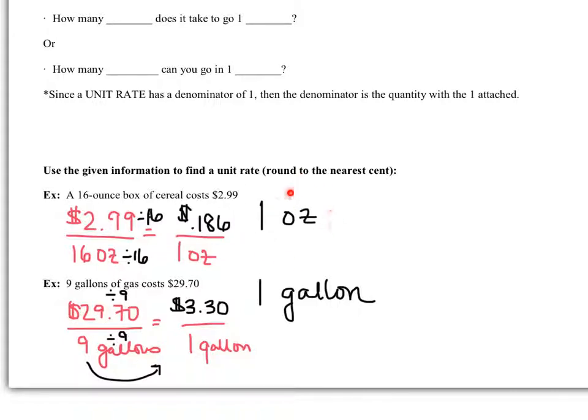Since in this example we want to know for 1 ounce, and in a unit rate the unit 1 shows up in the denominator, I put ounces on the bottom, and we started with 16 ounces for $2.99. To make the 16 into a 1, you divide by 16, which means you also divide the top by 16. On a calculator, it came out to 0.186, which would be almost 19 cents, and that's my unit of dollars per ounce. On the second one, 1 gallon, I start with 9 gallons on the bottom for $29.70, divide top and bottom by 9, and get $3.30 per gallon.